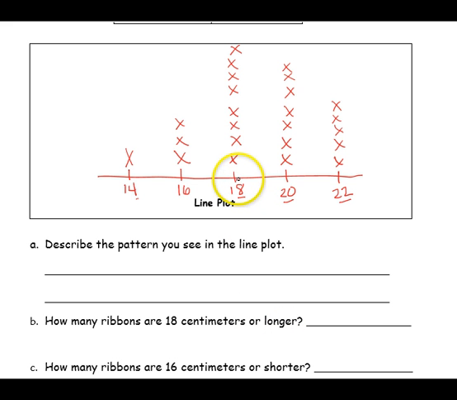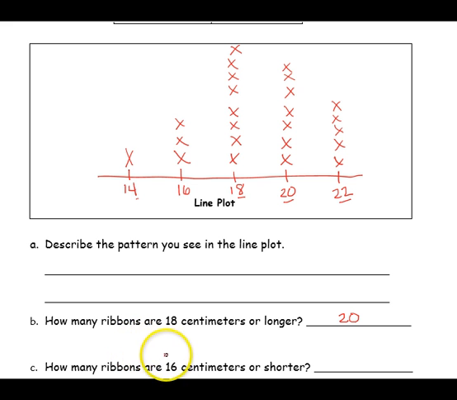Well, there were 8 that were 18, 7 that were 20, so that's a total of 15, and 5 that were 22, so that's a total of 20. There are 20 pieces of ribbon that are 18 centimeters or longer.